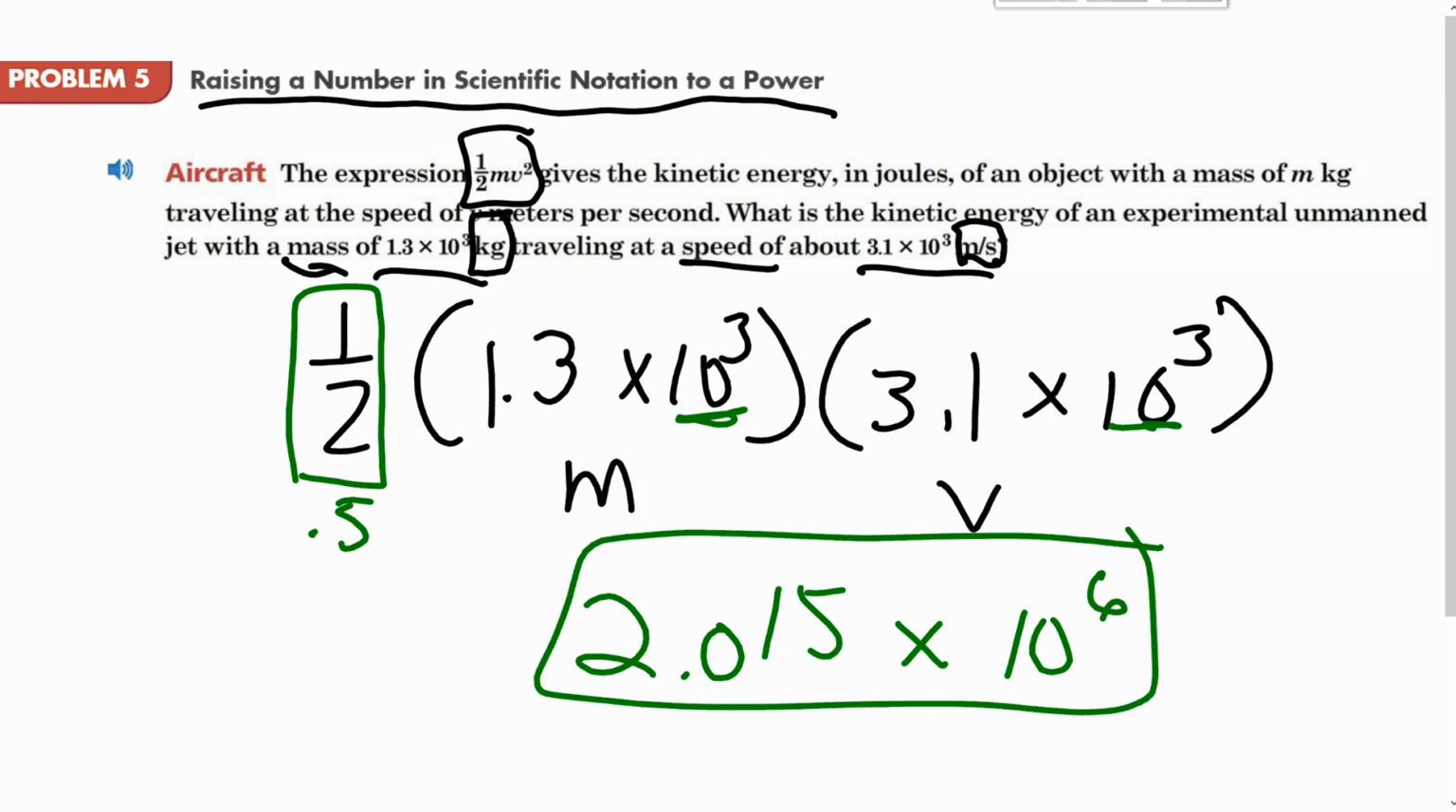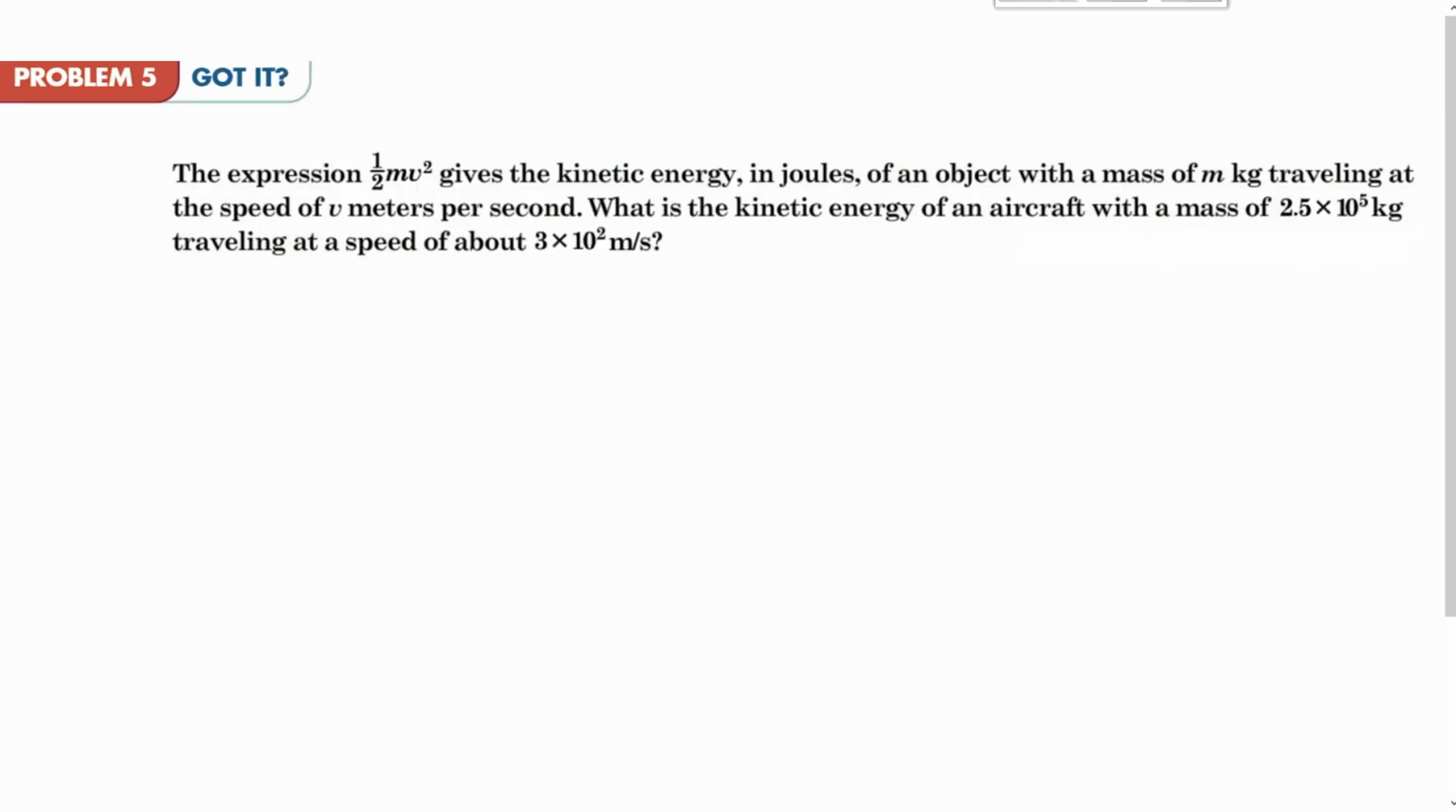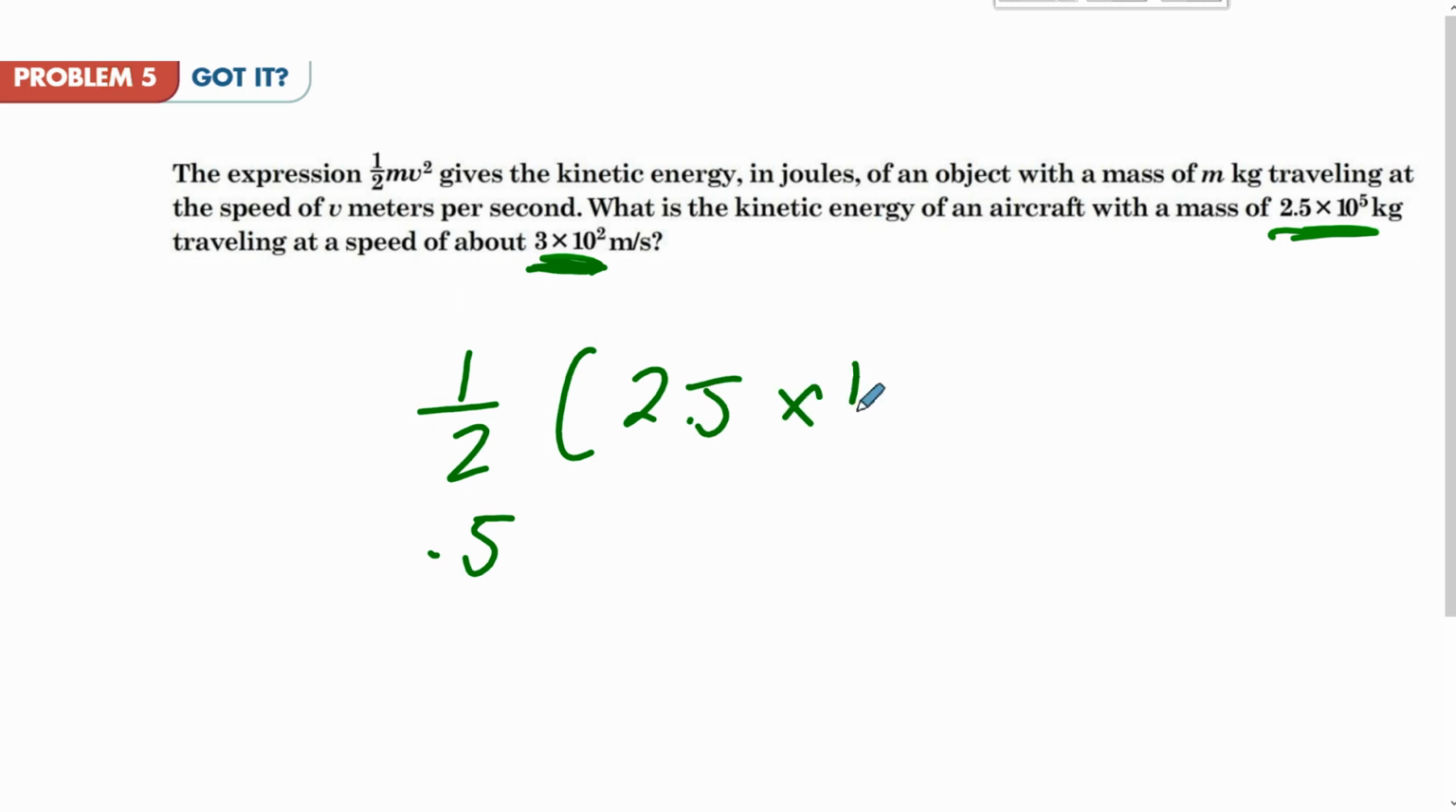Okay, go ahead and try this one, same formula. This time you have a new mass and you have a new velocity. So go ahead and pause the video and do this. So 1/2, which is 0.5. 2.5 is my mass times 10 to the 5th. And 3 times 10 to the 2nd is my velocity.